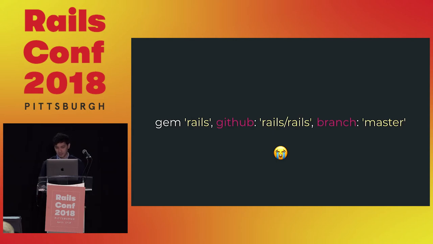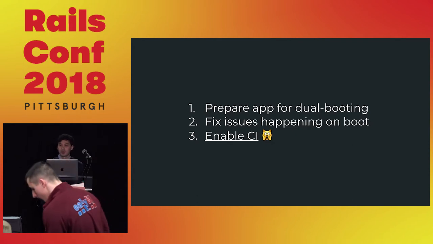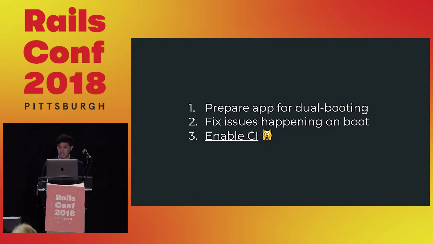So how does that work? It starts the same way. We prepare our application for dual booting. Then we fix any issue that might happen during the booting process. And lastly, here comes the new part: we enable CI right away. We want to stop the bleeding at the very beginning.